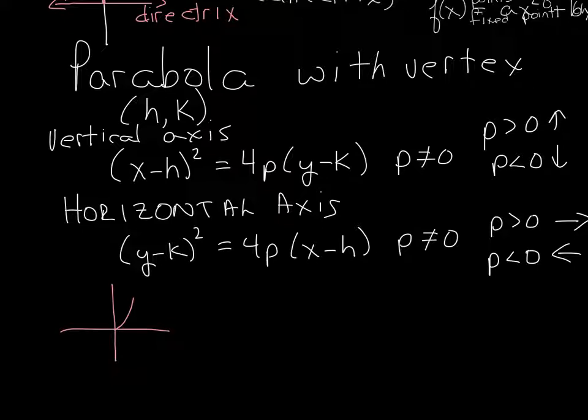Okay, let's say that this is my parabola, and here's my focus. Let's say that the focus is the point (0, 2). Between the vertex and the focus, I have a distance of 2. So my directrix is going to be y equals negative 2.